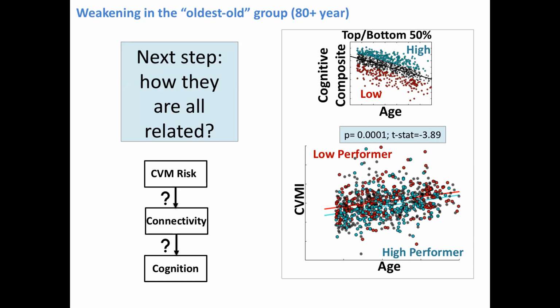In summary, cardiovascular and metabolic risk effects are stronger in younger middle-aged adults compared to the older adults, which highlights the need for early attention to cardiovascular and metabolic factors in adults for optimal brain health and functioning.